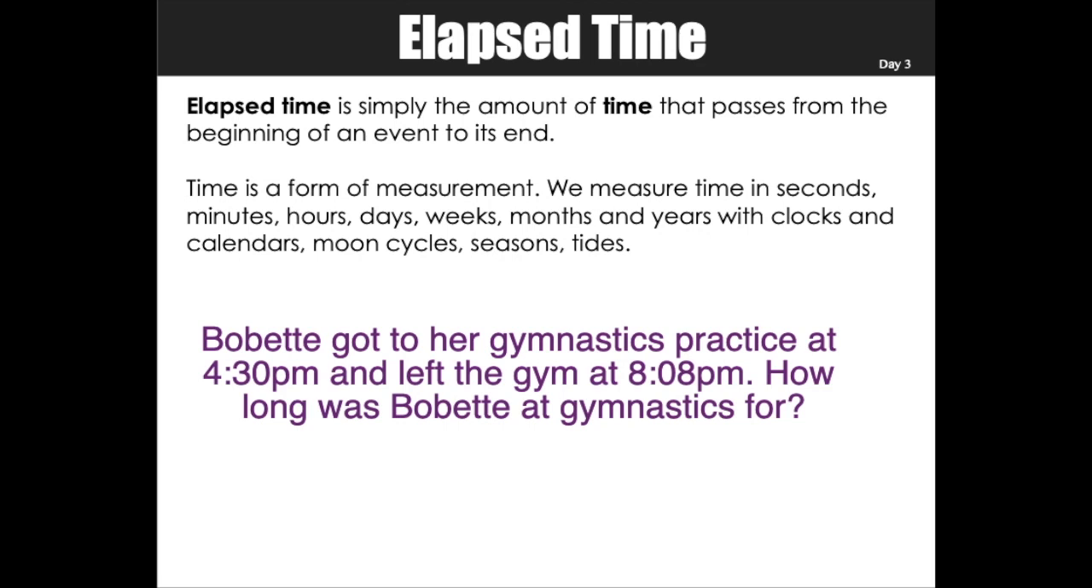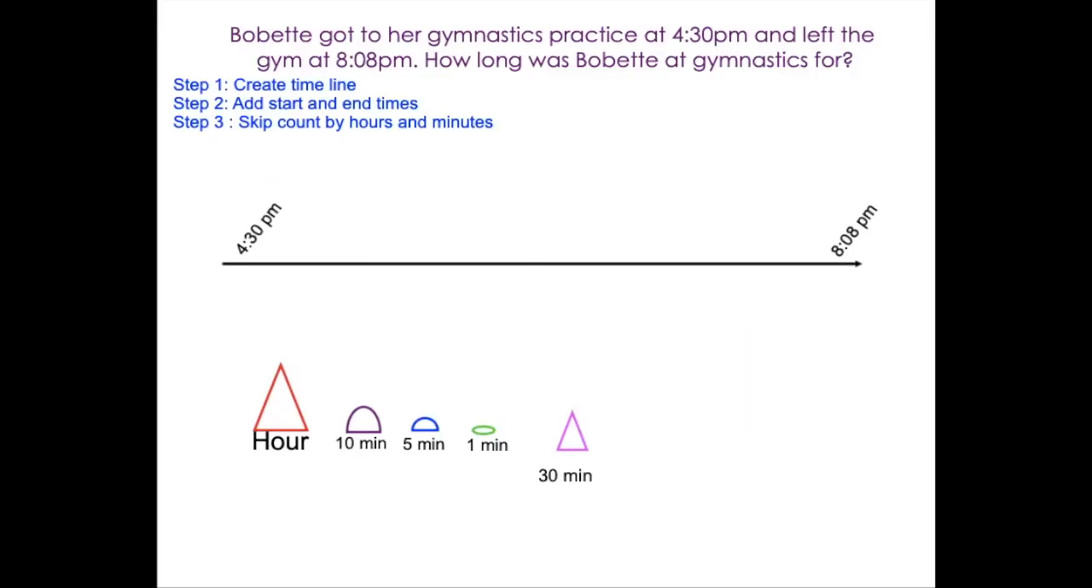Let's look at this problem. Bobette got to her gymnastics practice at 4:30 p.m. and left the gym at 8:08 p.m. How long was Bobette at gymnastics for? So we are trying to find the duration of time that she was at her practice. We can use a number line to do this. This is just one method and the method that we are going to be focusing on today.